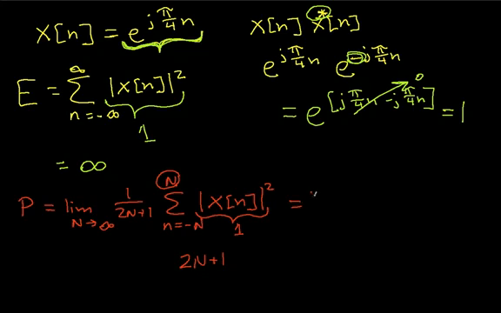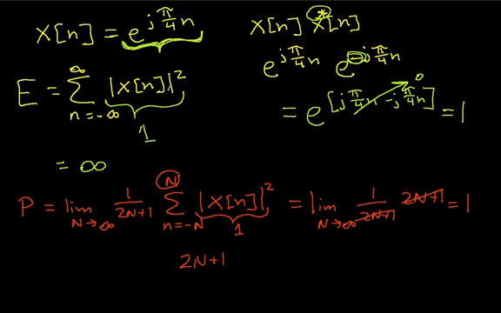So I can write this as the limit as N approaches infinity of 1 over 2N plus 1, and then this sum here, which is 2N plus 1. Basically this cancels this, and I'm left with just the limit of 1, which is 1. So what this tells me is that the energy is infinite, and the average power is 1.